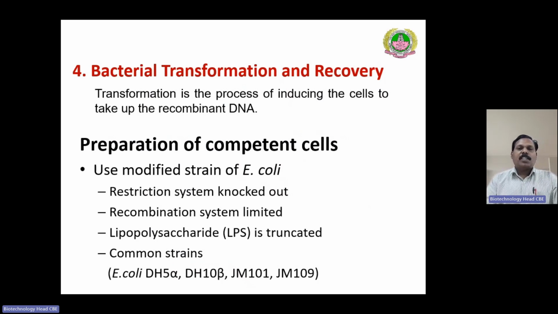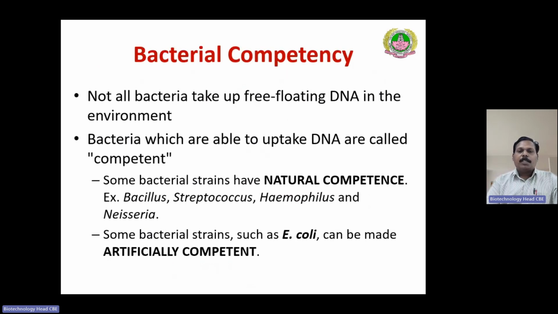These modified strains of E. coli are an apt choice here, where the restriction enzyme system is knocked out, there is a limitation of the recombination system, and there is a truncation of LPS or lipopolysaccharide. Some of the common strains used as a host cell system for bacterial transformation include E. coli DH5 alpha, DH10 beta, JM101, JM109. These are also commercially available as host cell systems for preparing competent cells for bacterial transformation.